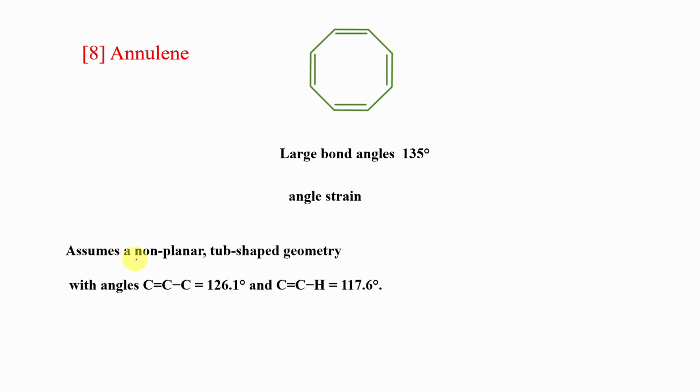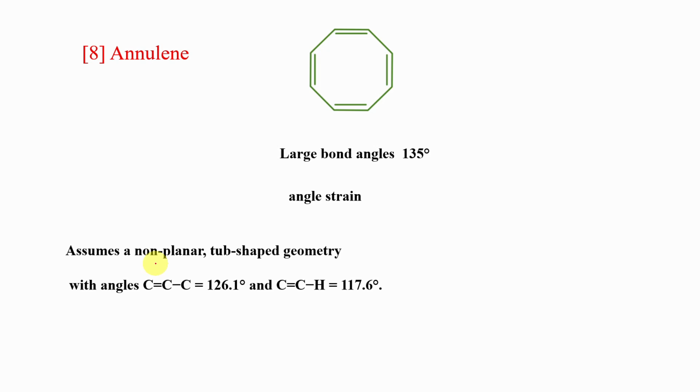Now we will consider the aromaticity of 8-annulene. If it is planar, we can represent the molecule like this. But it is not planar because it has a large bond angle of about 135 degrees. Even though it contains 4 pi bonds and the carbon atoms are sp2 hybridized, the planar structure would have a large bond angle of 135 degrees, and so it causes very large angle strain and assumes a non-planar tub-shaped geometry.